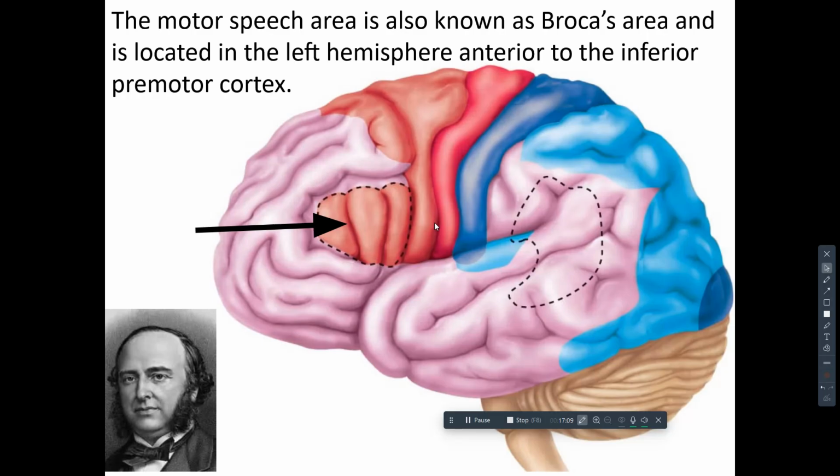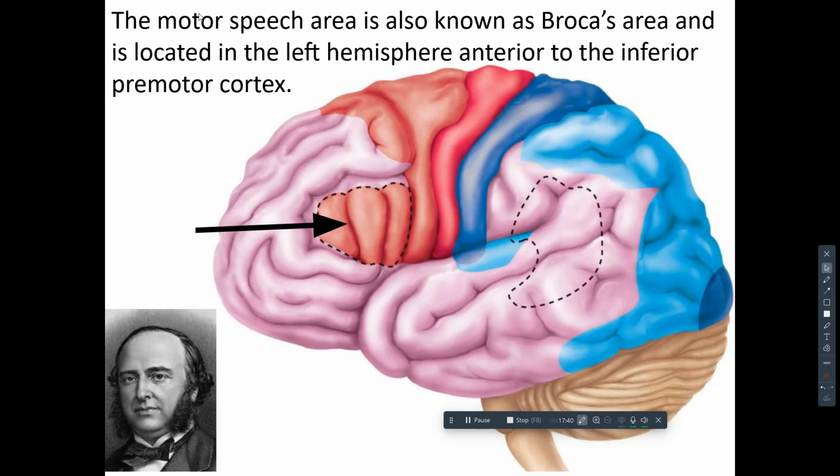Nearby, working our way forward here, a little more lateral, this area is called the Broca's area or the motor speech area. Now, Broca's area is a little bit strange in that it's only on the left side. So we don't have a Broca's area on the right side. We just have it on the left.